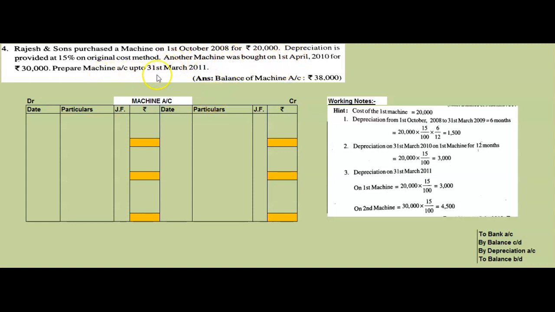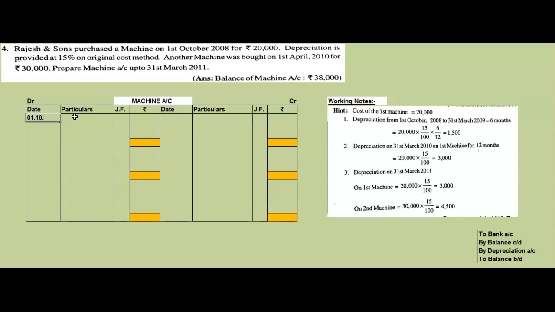What is the year end? Here he clearly gave prepare machine account up to 31st March 2011. It means it is March 31st. We are following the financial year. So here first date of purchase we take 1st October. October is the 10th month, no? January, February, March, April, May, June, July, August, September, October. So 1st October.